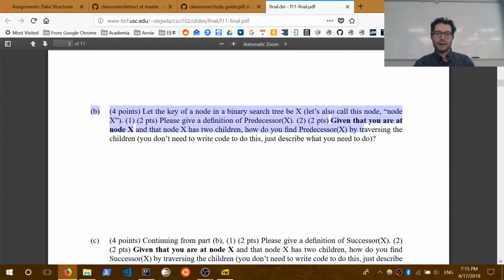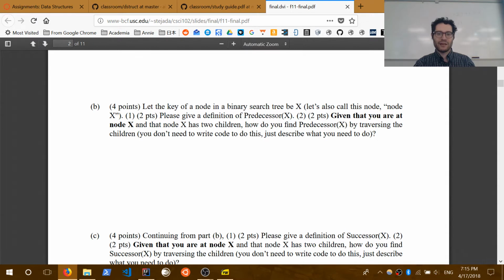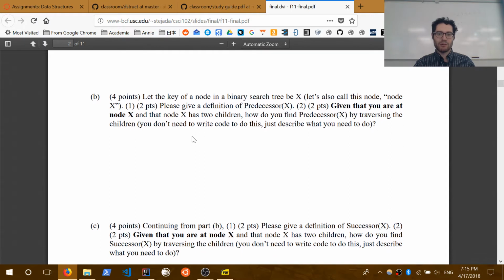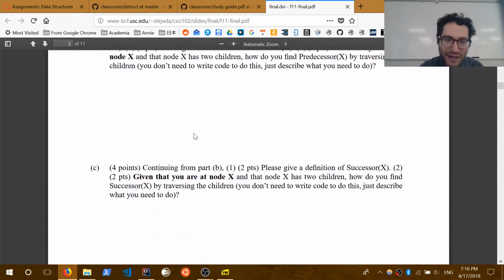Here's the more important thing. Given that you are at node x and you have 2 children, how do you find the predecessor of x? By traversing your children, right? How do you find your next in-order predecessor? You had to do it for deletion, yes. You go left once and then you keep going right until you hit the end. That's your next in order. You find the biggest node in the smaller subtree. That's exactly right: the biggest node in your left subtree. So you go one to the left, all the way to the right. I haven't seen this in about a semester, so I have no idea what's on here. I don't actually even recognize this stuff.